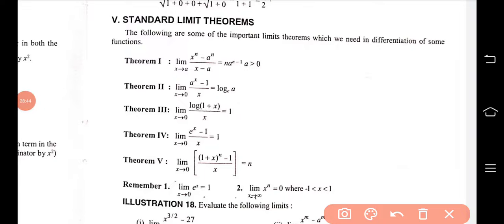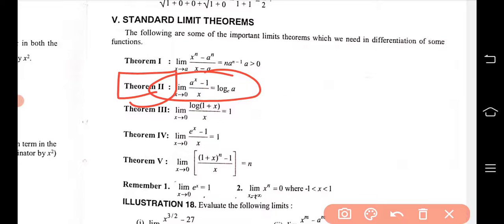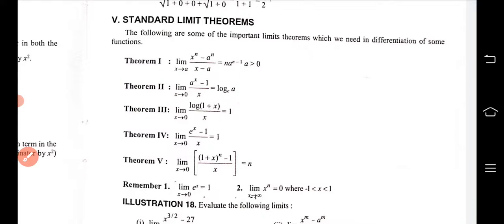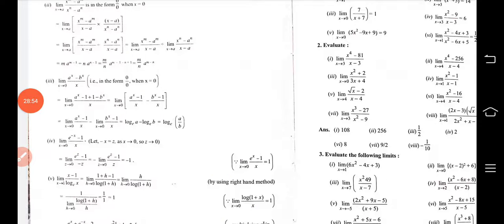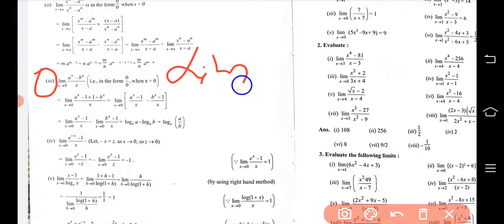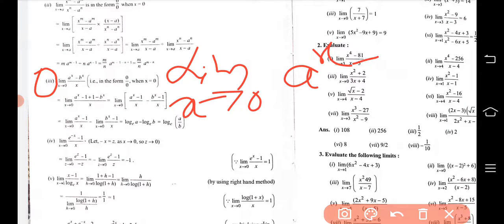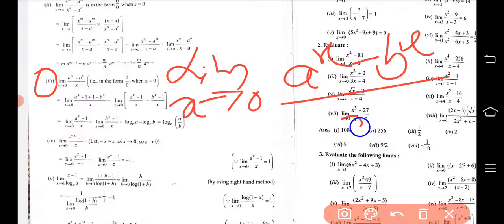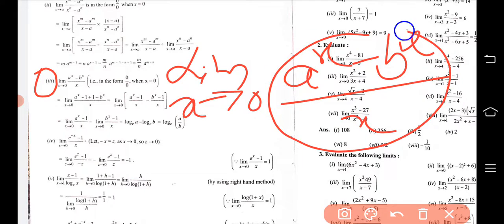So let's take another example for the second theorem, and how we are going to deal with this type of problem. The problem number three is given, which will follow the second theorem. Your problem is: the limit as x tends to 0 of (a to the power x minus b to the power x) divided by x. So here the second formula, or the second theorem, would be applied.